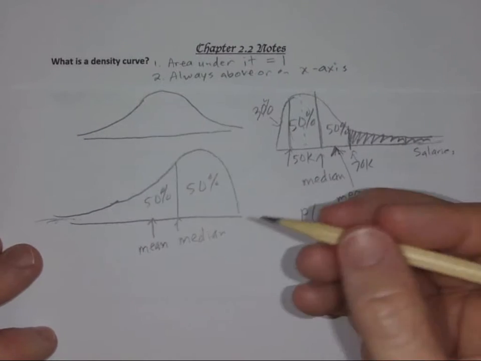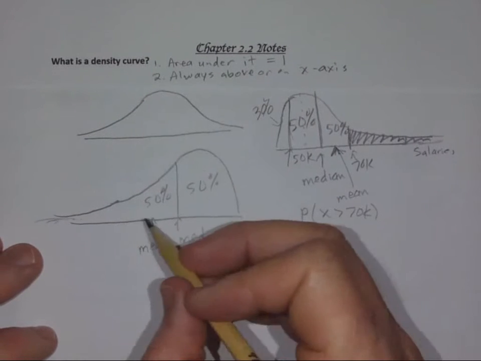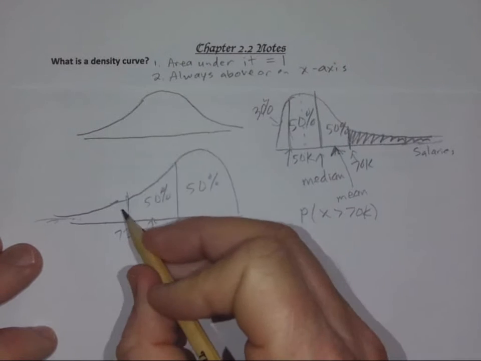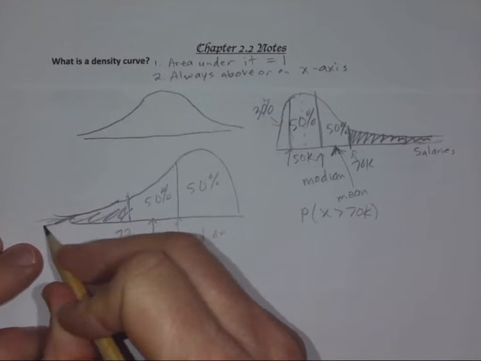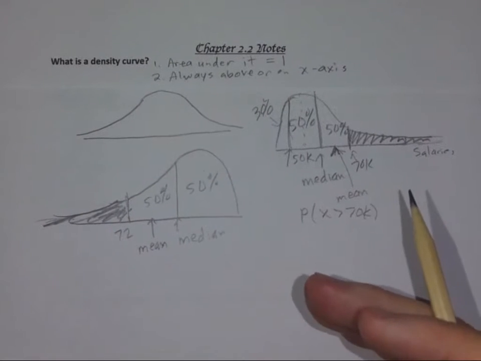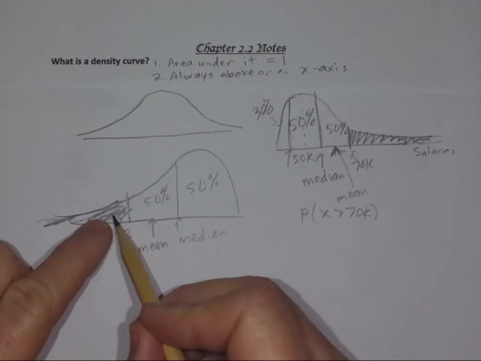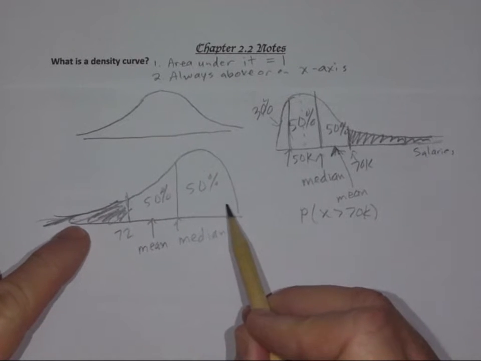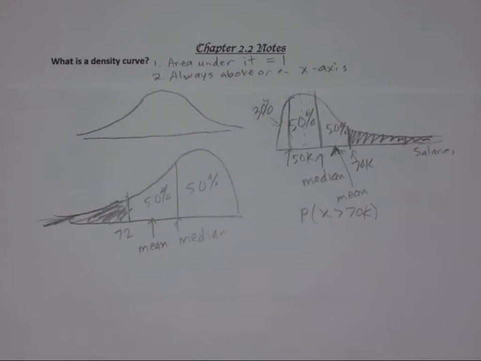And so what we'll do, it should say, what's the probability of getting someone that made less than, let's say, 72 or whatever. And so we would find that area, and that area would represent the probability. It would be this area over the area of the whole thing, but the area of the whole thing is 1. And so that is in essence what a density curve is.